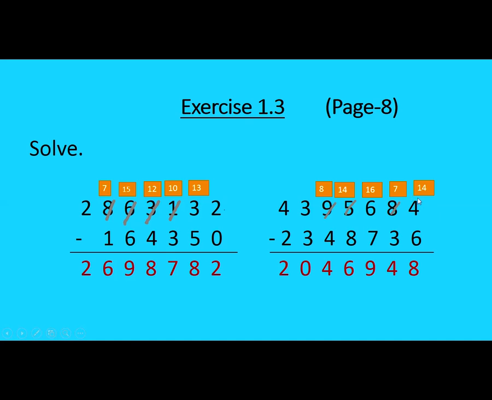In this sum, 4 minus 6 not possible, so we get borrow from 8 and 8 will become 7. We give it to 4, it will become 14. 14 minus 6 is 8. 7 minus 3 is possible, so we will not get any borrow from the next value. So 7 minus 3 is 4. Here is 6. 6 minus 9 not possible. We get borrow from 5, it will become 16. 16 minus 7, we get 9.